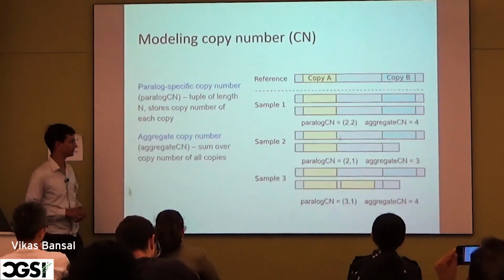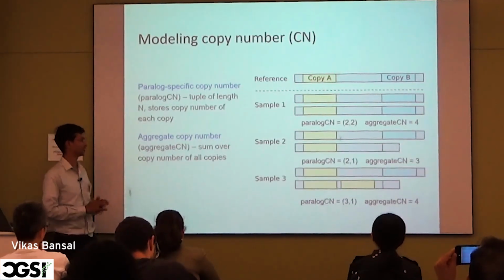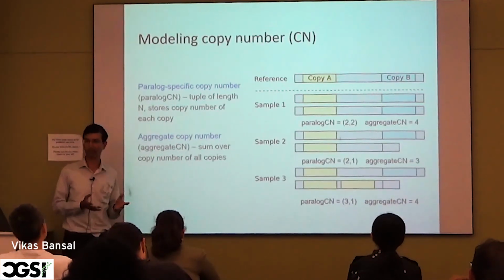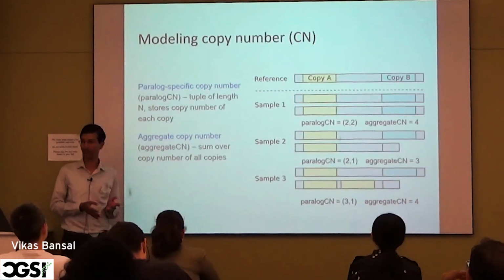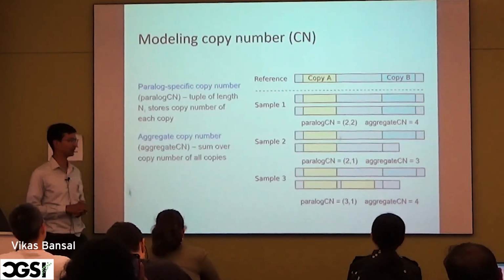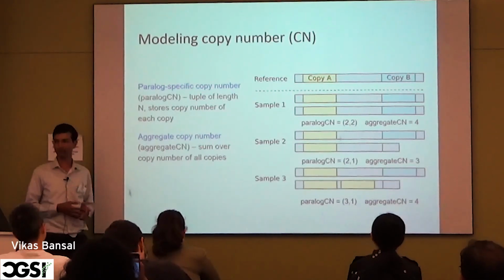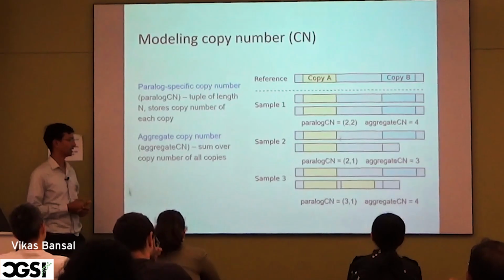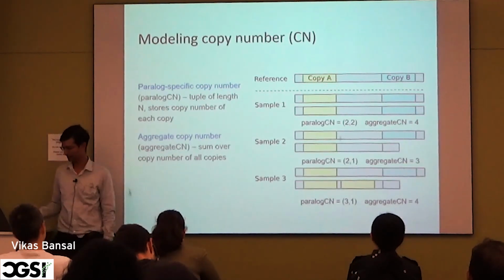and so on. And the reason this is important is because the way we estimate copy number is first we estimate aggregate copy number, and then we use that to estimate paralog-specific copy number. And for some genes, we cannot estimate paralog copy number, so aggregate copy number is all we can get.